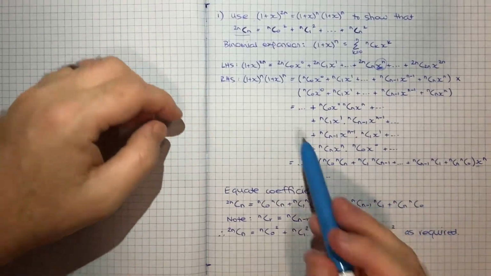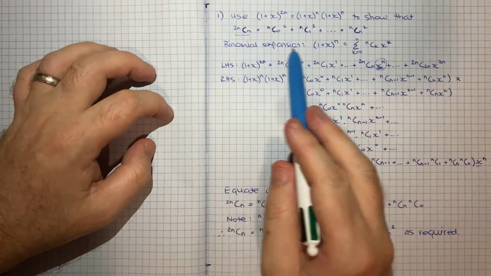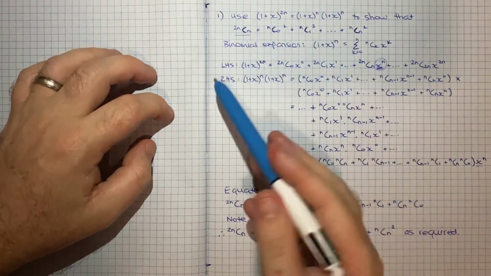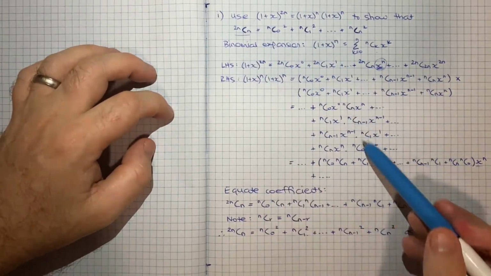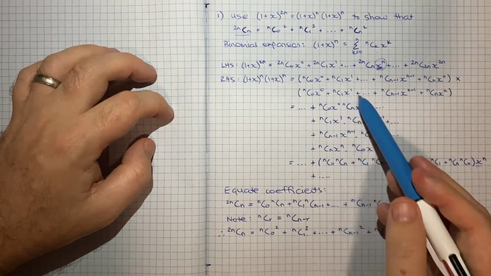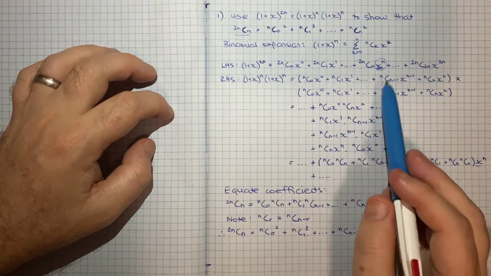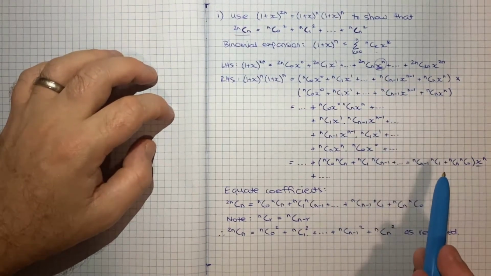So that's how you can tackle this first part. It's basically the binomial expansion and then equating coefficients. And you just got to be really careful here in doing your expansion to make sure you end up with the right things that get you the x^n. So hopefully that was all clear.